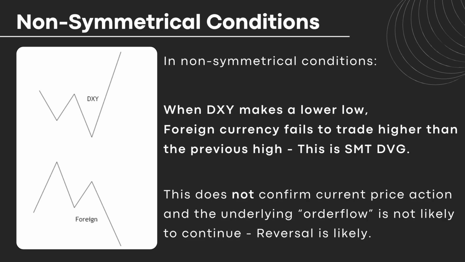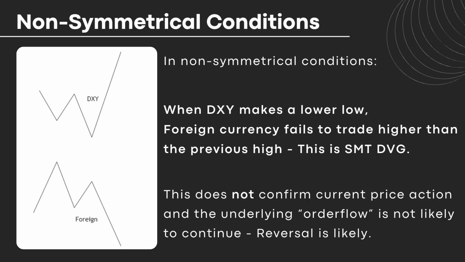Now, the reason the conditions are non-symmetrical is because DXY made a lower low and the foreign currency, which is EU for us, could not make a higher high respectively, right? And it failed to trade higher above the previous high and only made a lower high. Whereas on the other hand, DXY did indeed make a lower low and traded below the previous low, right? You can clearly see there is non-symmetry in the order flow, and the structure is varying and there is a difference in structure, right?